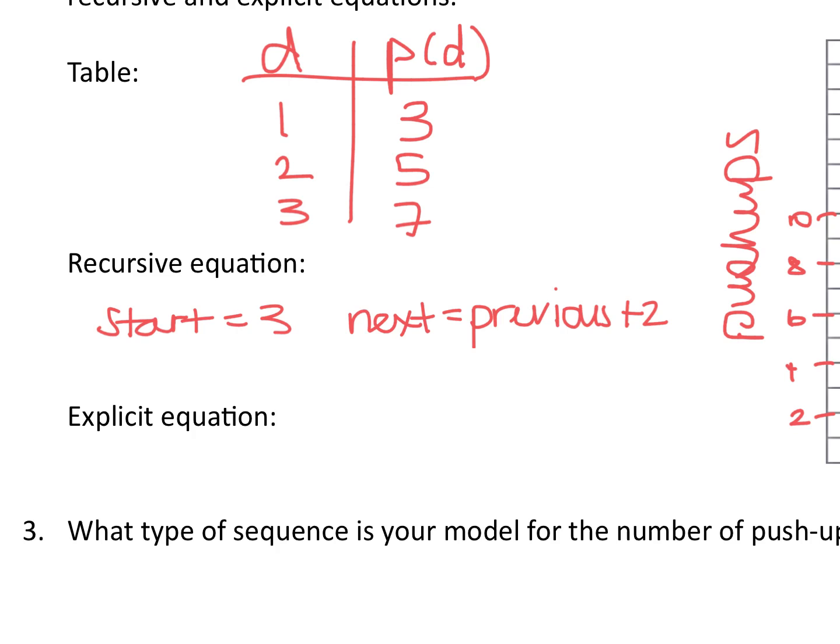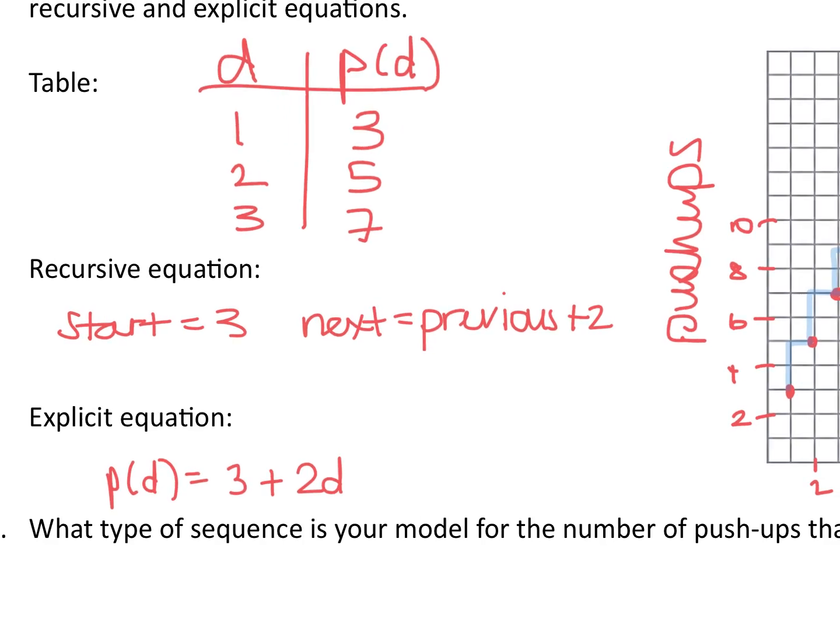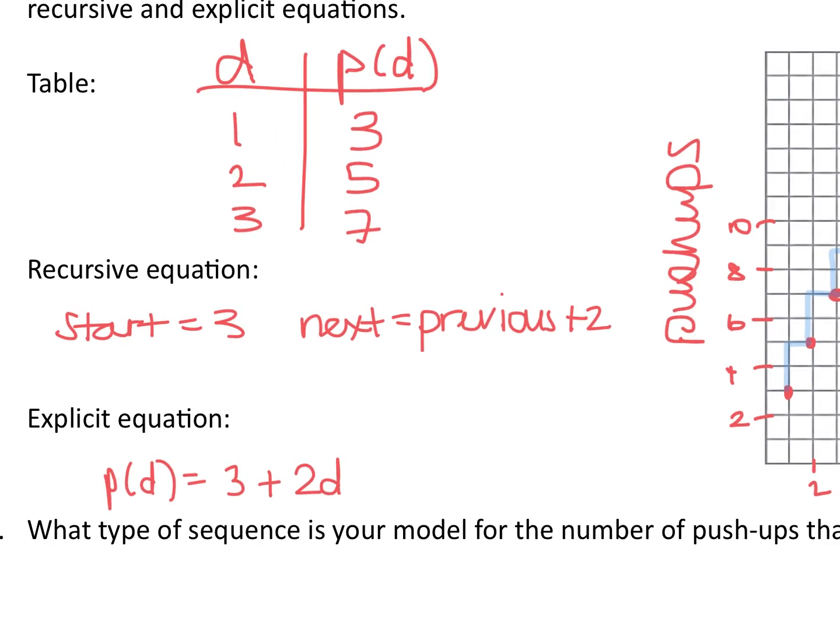To write the explicit equation, it's going to be our push-ups per day. So P of D equals, and now it's very tempting to say that we started at 3, so we're going to do 3 plus, and then 2 per day, so 2D. Now, if you write this, you're really close to the actual explicit equation. But what you'll find is that if you use 3 right here, you're always ending up 1 too far. And I'll show you an example right now.